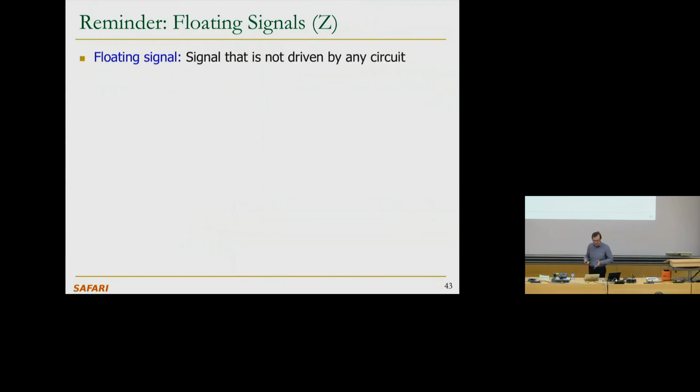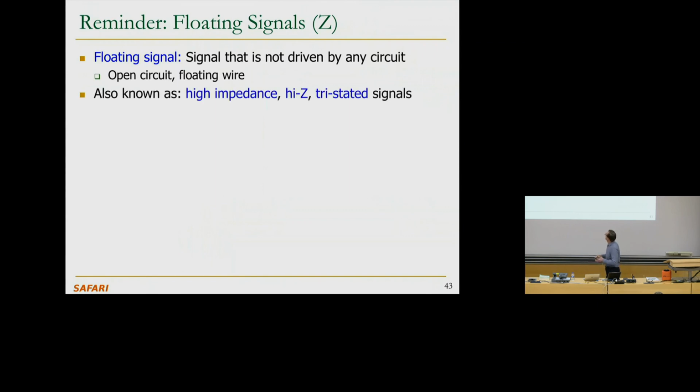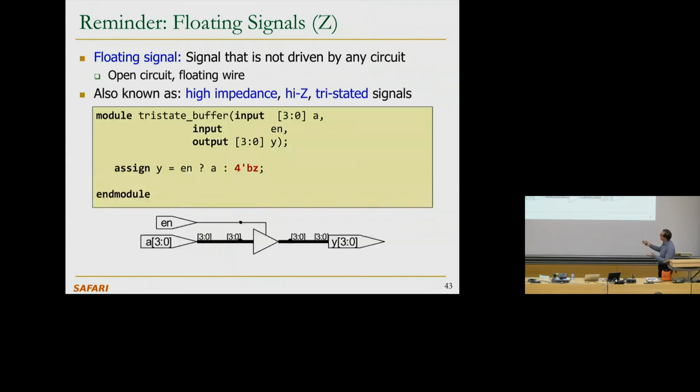Floating signals we covered. I'm going to go through it relatively quickly again. This is a signal that's not driven by any circuit, if you remember. It's also called an open circuit or floating wire. It's also known as high impedance, high Z, tri-stated signals. And this is one way of implementing that in Verilog. So this is a tri-state buffer.